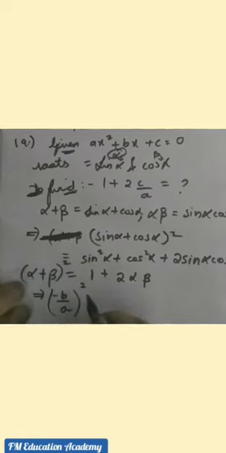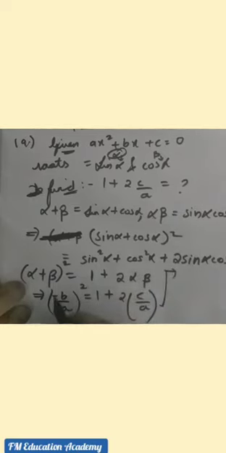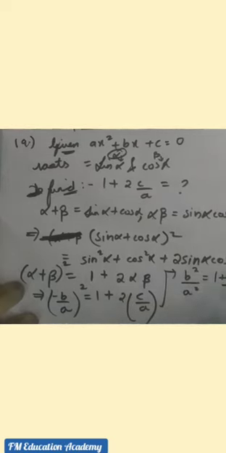But we know alpha plus beta is minus b by a, and it is also whole square. So minus b by a whole square is equal to 1 plus 2 into alpha into beta, which is c by a. Minus b whole square is b square only, and a whole square is a square only. So we will have b square by a square here, and here 1 plus 2c by a. So the value of 1 plus 2c by a is b square by a square, which is option 2. So the answer of 19th question is option 2, b square by a square.